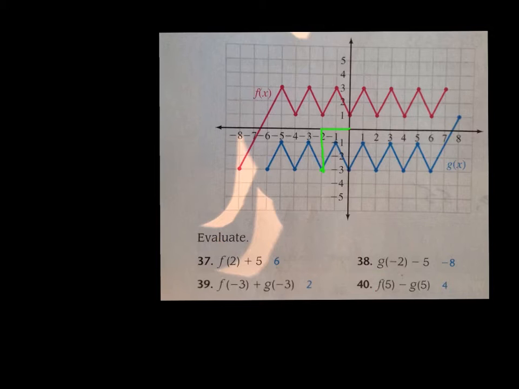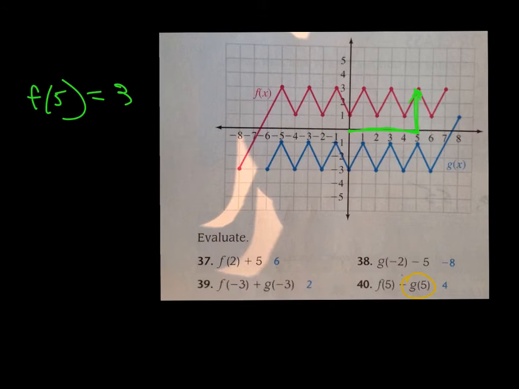Alright, so let's look at one like 40. It has f of 5 minus g of 5. So f of 5, we look at the top one, and we go over 5, and how far do we go up? We go up 3. So f of 5 is 3. The y value, when I put 5 in the x, when I go over 5, the y value is 3. That's what I'm looking for.